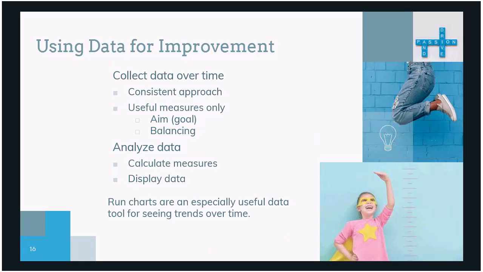So you're going to collect your data over time, and this is important because you want to have a consistent approach. You want to have everyone who's collecting the data collect it in the same way and have the same understanding of what that data is. You'll want to use useful measures. You'll have an aim, which is your goal, that it definitely should relate to the process that you are improving. And then you may consider adding in balancing measures. And what we mean by balancing measures is looking at other areas that might be impacted by what you're doing to make sure that you're not accidentally setting the whole system off kilter.